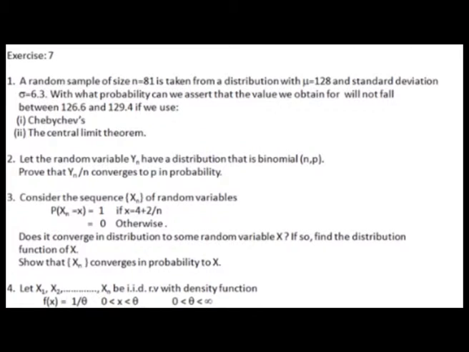That means you will define the cumulative distribution function as n goes to infinity. Can you find a limiting distribution? If so, find the distribution function of X, and show that the sequence X_n converges in probability to X also. It should be an interesting thing, but we go by the basic definitions and then try to solve the problem.